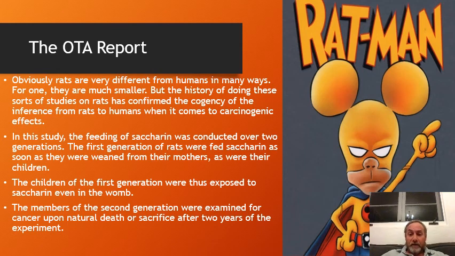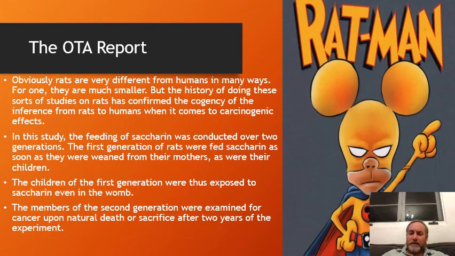So the members of the second generation were then examined for cancer upon natural death or sacrifice after two years of the experiment. So either they die or after 2 years they cut them open and look for cancer.